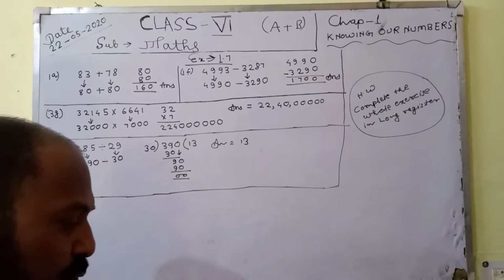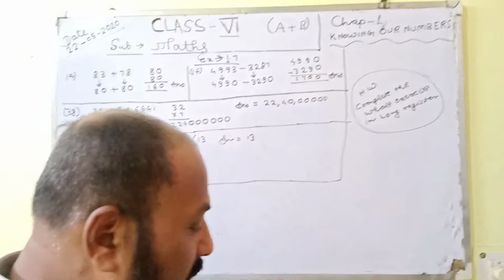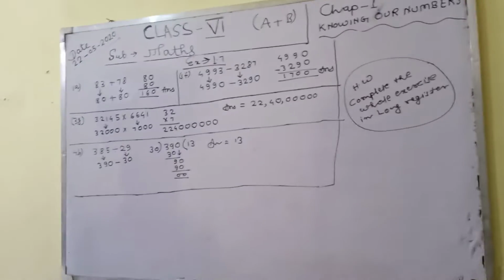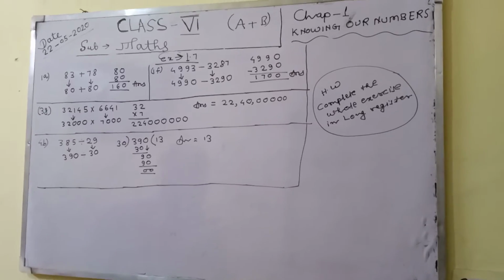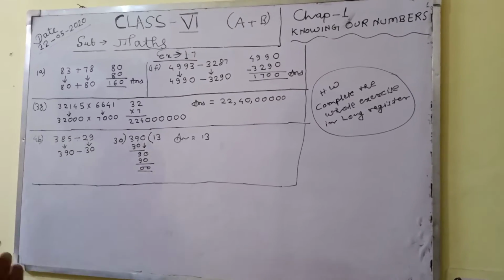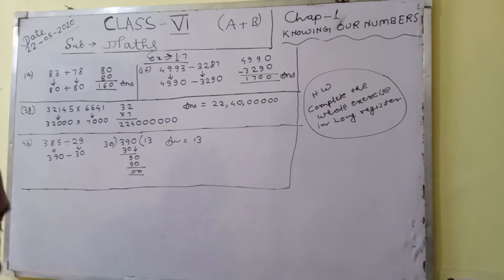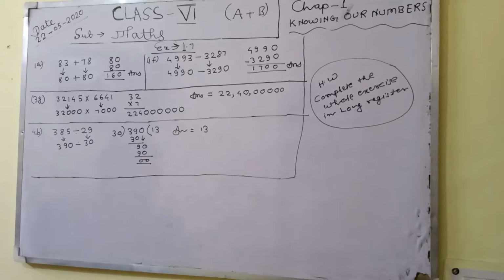Now question number 2 is: estimate by rounding off each number to the nearest 100. Every rule is the same. You have to follow the rounding off rule of nearest tens. Question number 2 is the same process, so I am not explaining it right now. Now I am directly jumping to question 3.